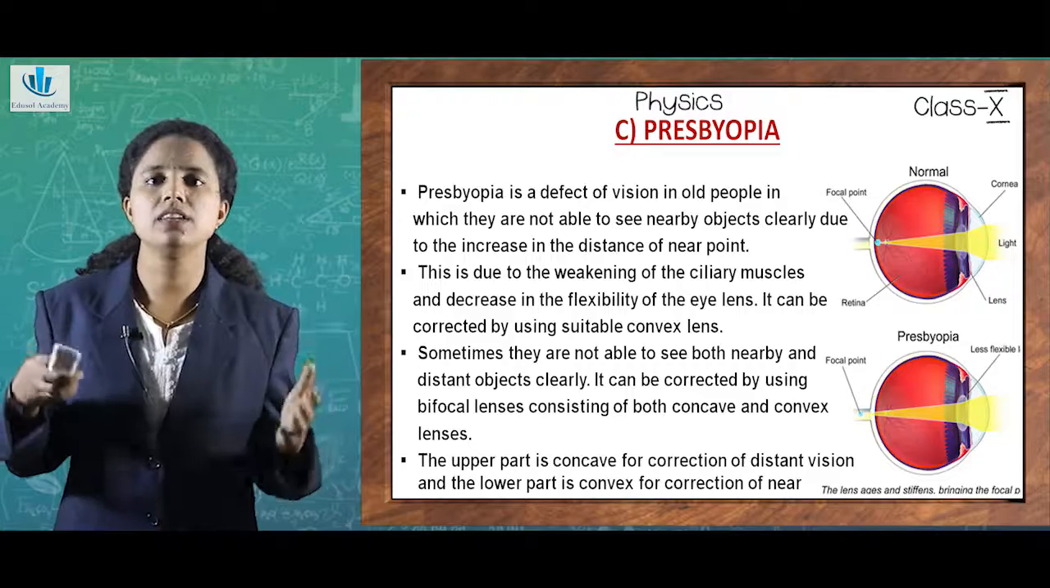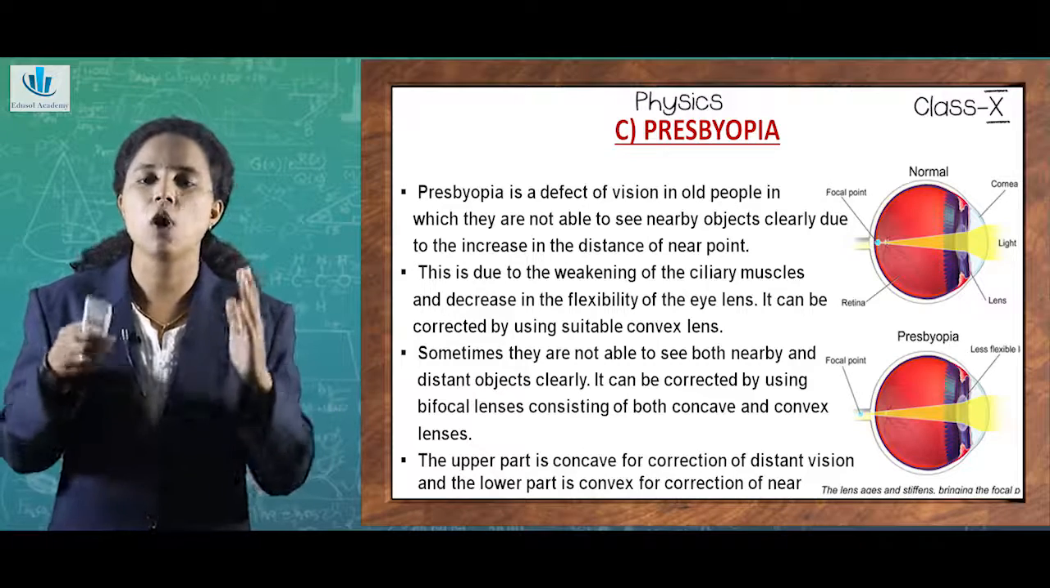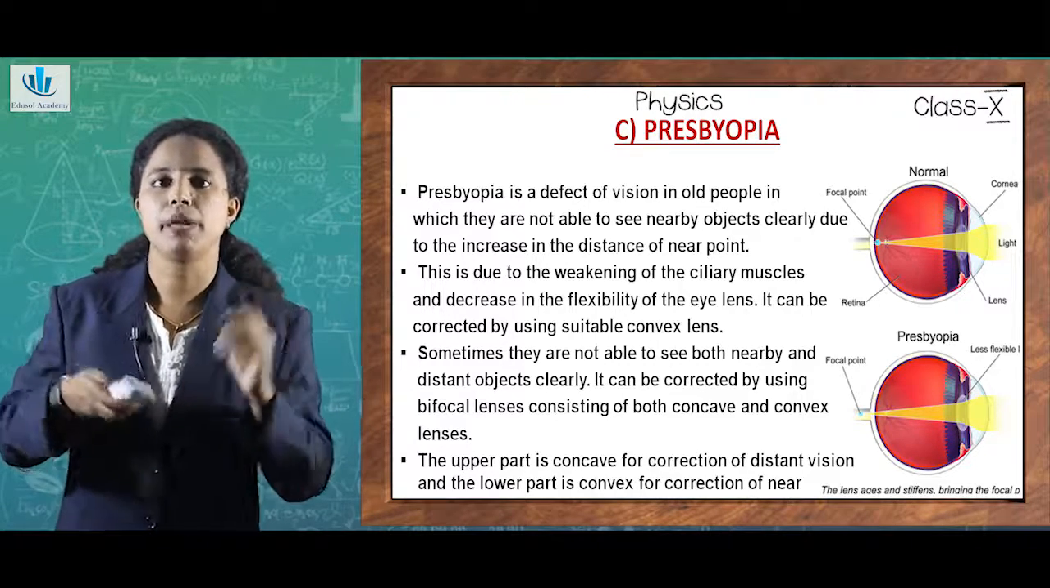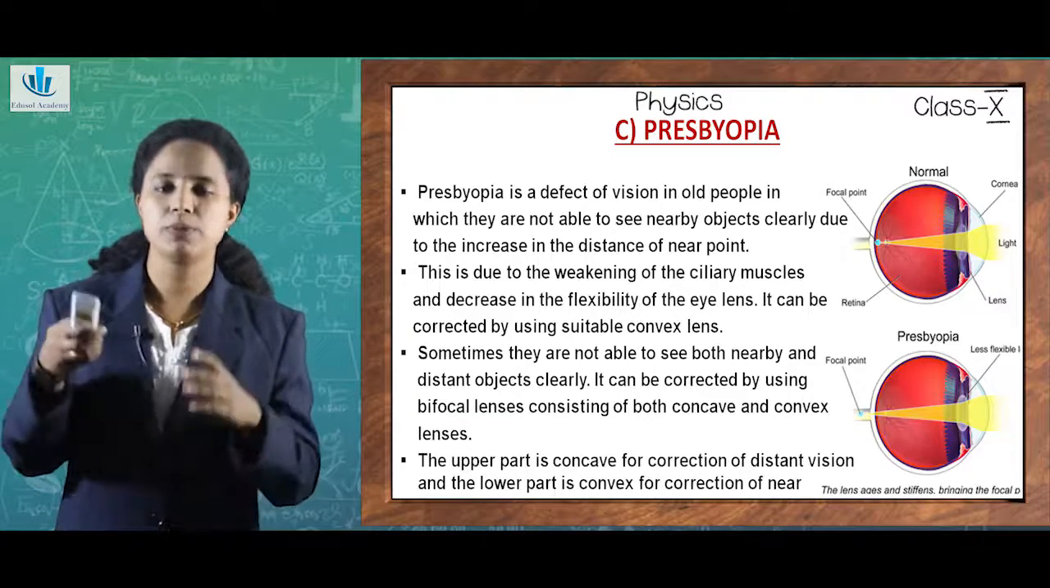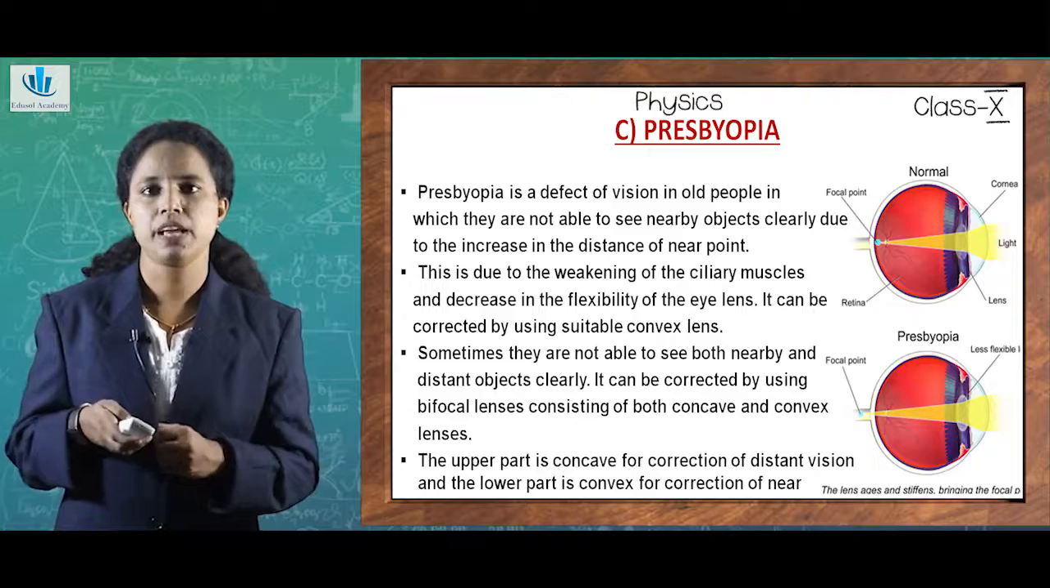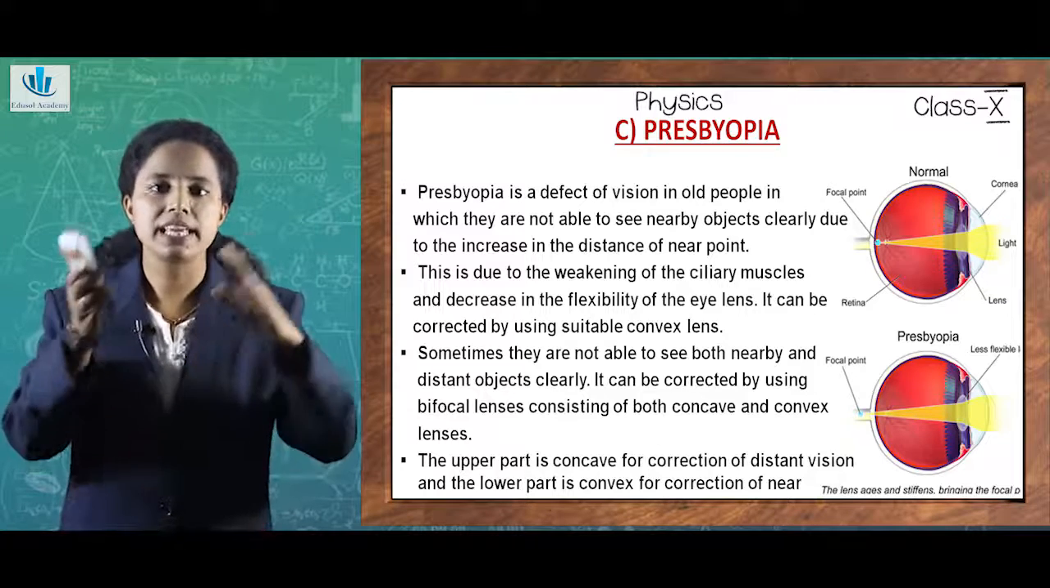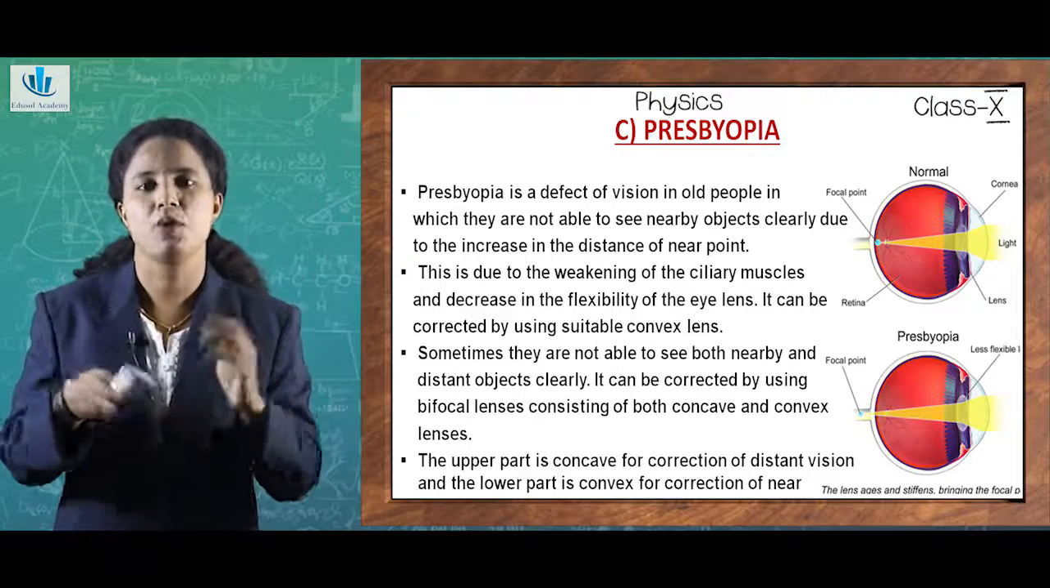Just like that, another defect of vision that happens in old people is presbyopia. In case of presbyopia, these people may not be able to see nearby objects clearly. It is because there will be an increase in the distance of the near point of the eye.